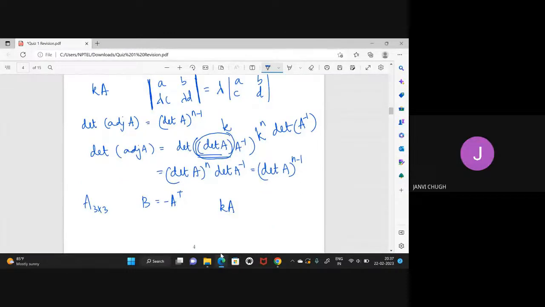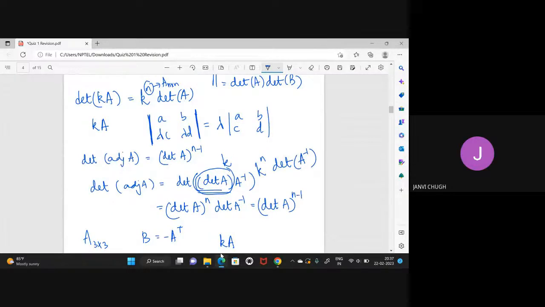Ma'am, in that adjoint formula, can we calculate the determinant of adjoint of A by the normal determinant formula, if we have the adjoint of A matrix? If you know the determinant of A, you can just use this formula to calculate determinant of adjoint of A. You needn't calculate the adjoint. If you are given determinant of A and you're asked for determinant of adjoint of A, there is no need for you to calculate adjoint of A, because you know this.